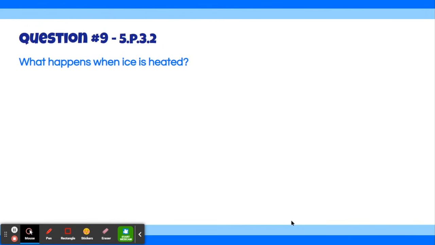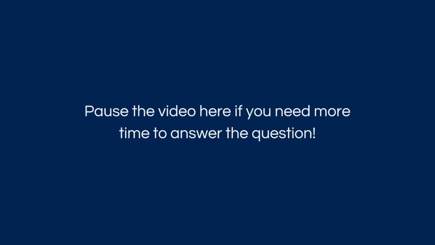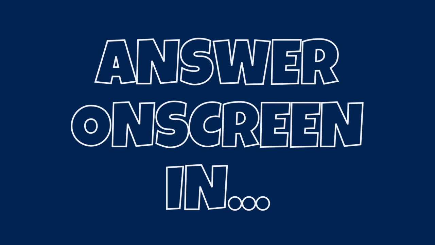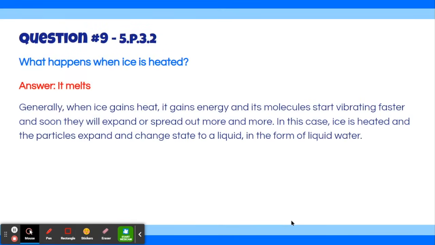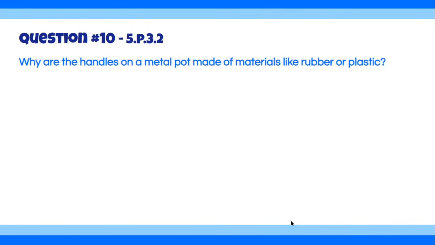Alright, question number 9. What happens when ice is heated? When ice is heated, it melts. Generally, when ice gains heat, it also gains energy, and the molecules start vibrating faster. And soon enough, they expand and spread out more and more. In this case, ice is heated, the particles expand, and change its state to a liquid, in the form of liquid water.